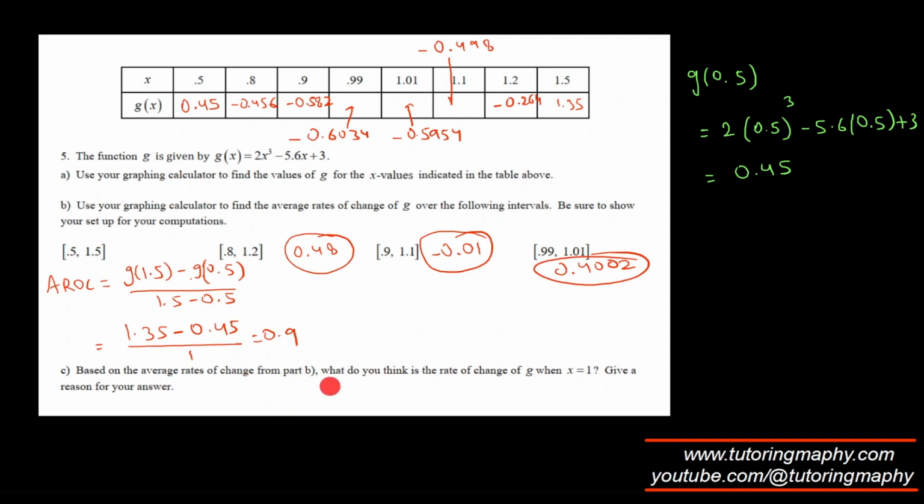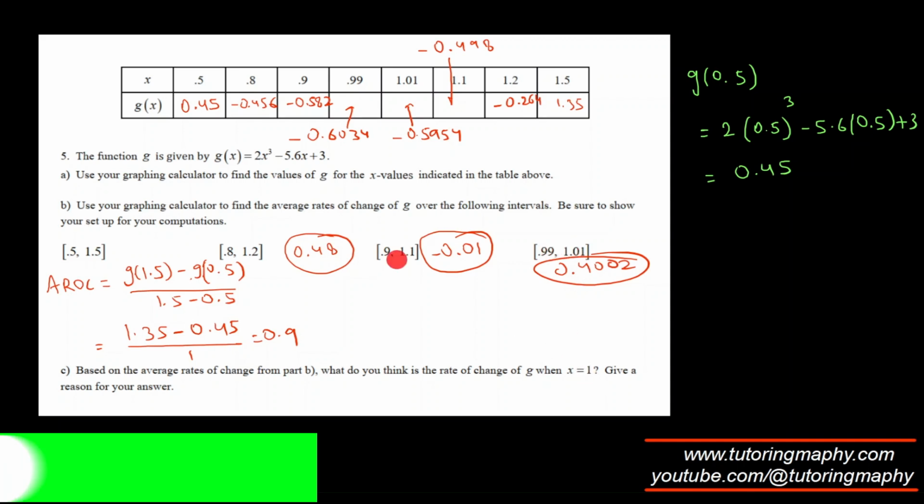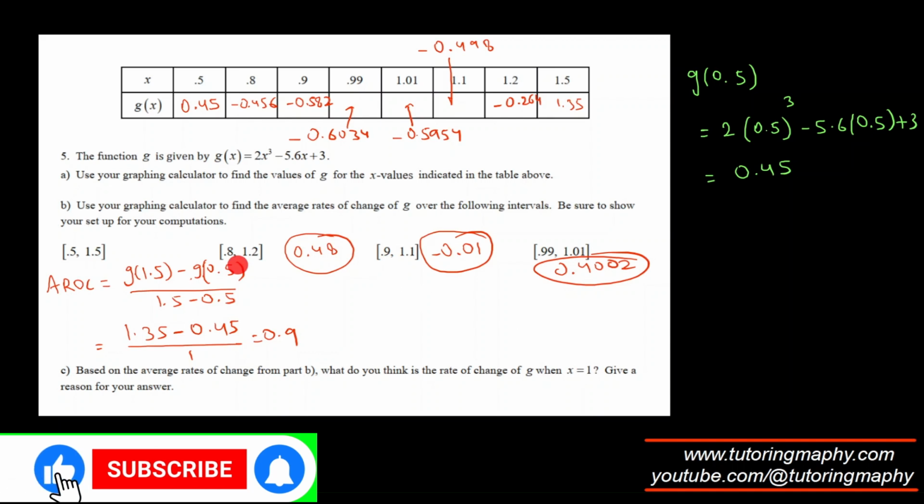Based on the average rate of change, what do you think is the rate of change of G when X is equal to 1? Give a reason for your answer. So X is equal to 1, we just have to see where it is lying, right? Between which 2 points? The closest points in the vicinity of 1 are in the last option, because 0.99 and 1.01 are really, really close to 1. Obviously, 1 is also in between the other points, but this is very close.